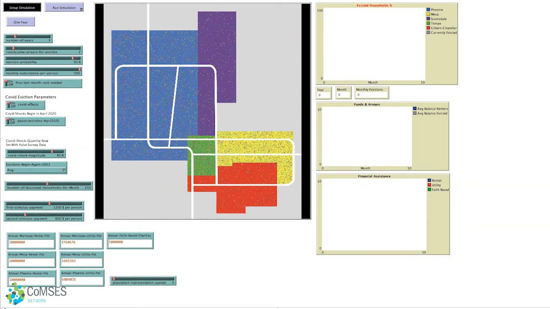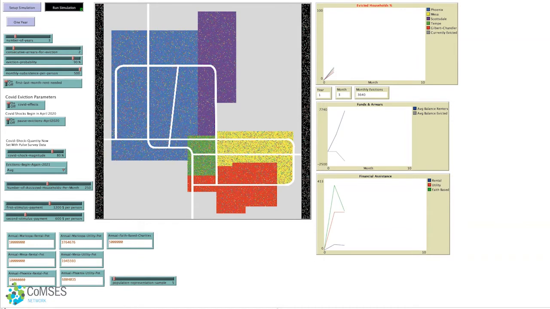Here, we are looking at an ABM created to understand evictions in the Phoenix region during the COVID pandemic. You might correctly guess that the agents in the simulation represent renting households. There are also aid agencies, which can provide financial assistance to households. But since we were not interested in landlords, they are not included in this model.